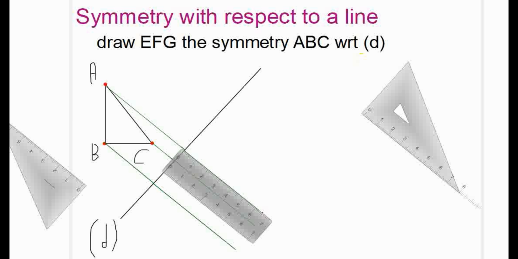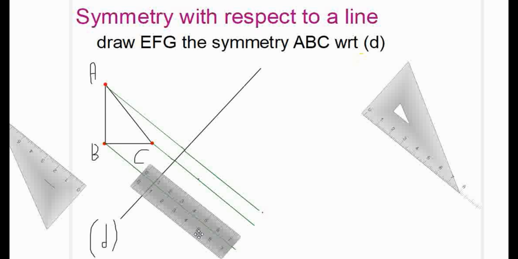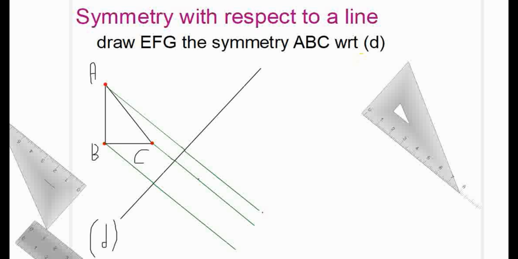Okay, and now after I have finished my marks, I can connect these 3 points. So I am connecting them, and here is my image of that triangle. So I want to name that. The first letter in this triangle, the image of A is E. So this is A. This is the image of A. We will call it E.